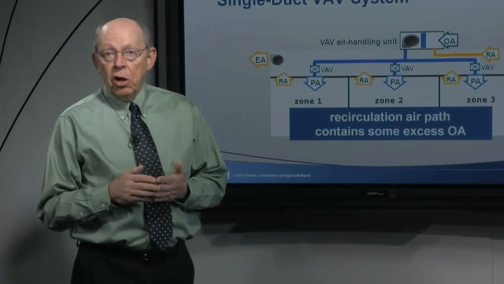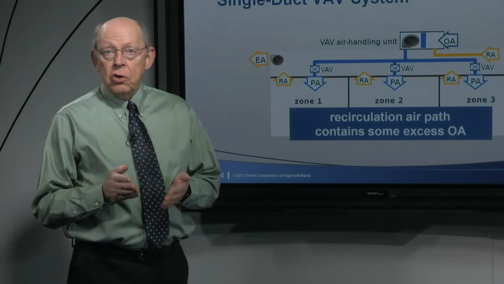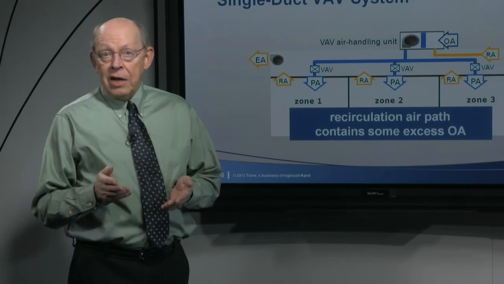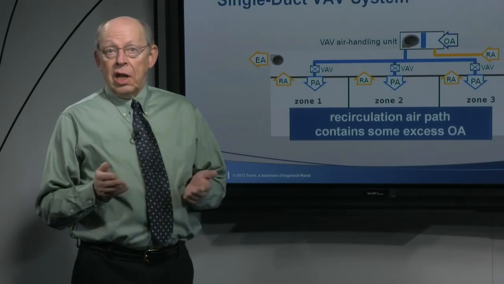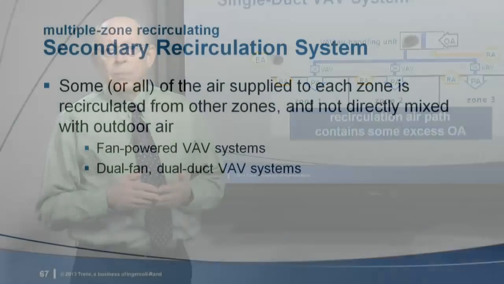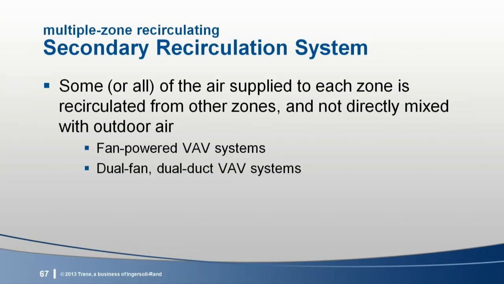As John explained earlier, Standard 62 gives you credit for the unused or excess outdoor air that recirculates from non-critical zones. In a system with a secondary recirculation path, some of the air supplied to each zone is recirculated from other zones without directly mixing with first pass outdoor air from the intake. For example, fan-powered VAV systems use VAV terminals that recirculate air from the ceiling plenum.